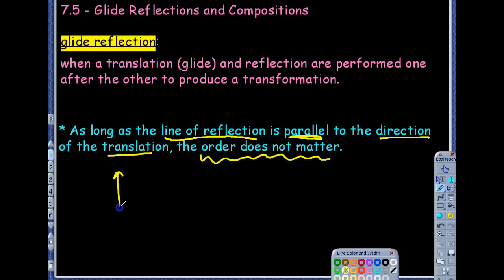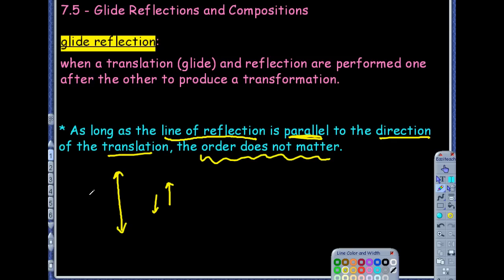If the line of reflection is, let's say, a vertical line, what direction would the translation have to be in order for the order not to matter? It would have to be parallel to that, so it would also have to be going up and down. Yes, so your vector could be going down, or you could be going up, for these to be parallel.